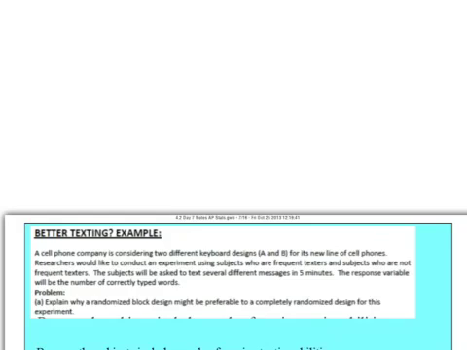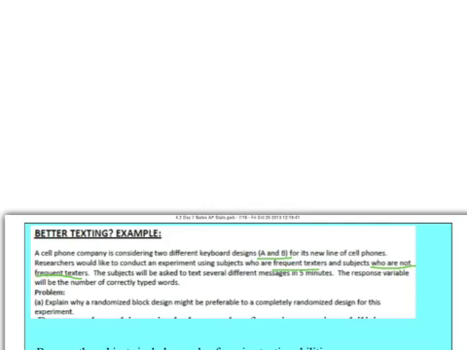Okay, let's look at one more. A better texting example. A cell phone company is considering two different keyboards, either design A or B. In its new line of cell phones, researchers would like to conduct an experiment using subjects who are frequent texters and subjects who are not frequent texters. The subjects will be asked to text several different messages in 5 minutes. The response variable will be the number of correctly typed words.